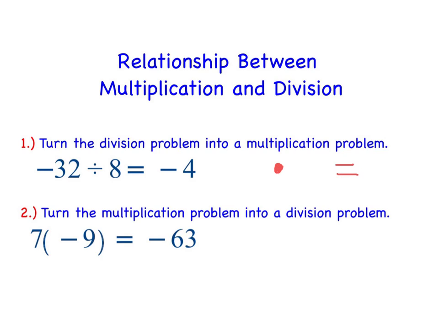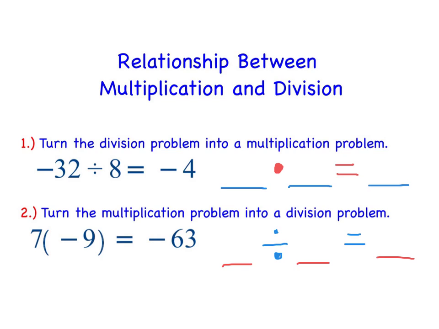So, what number times what other number gives us a third number, using the 3 numbers we see in the division sentence. Then for number 2, you're going to do the same thing, but this time you're going to start with a multiplication problem and you're going to turn it into a division problem. So you're going to use those same 3 numbers and fill them into the 3 blanks on the screen. So take a moment and answer the question yourself in your head.